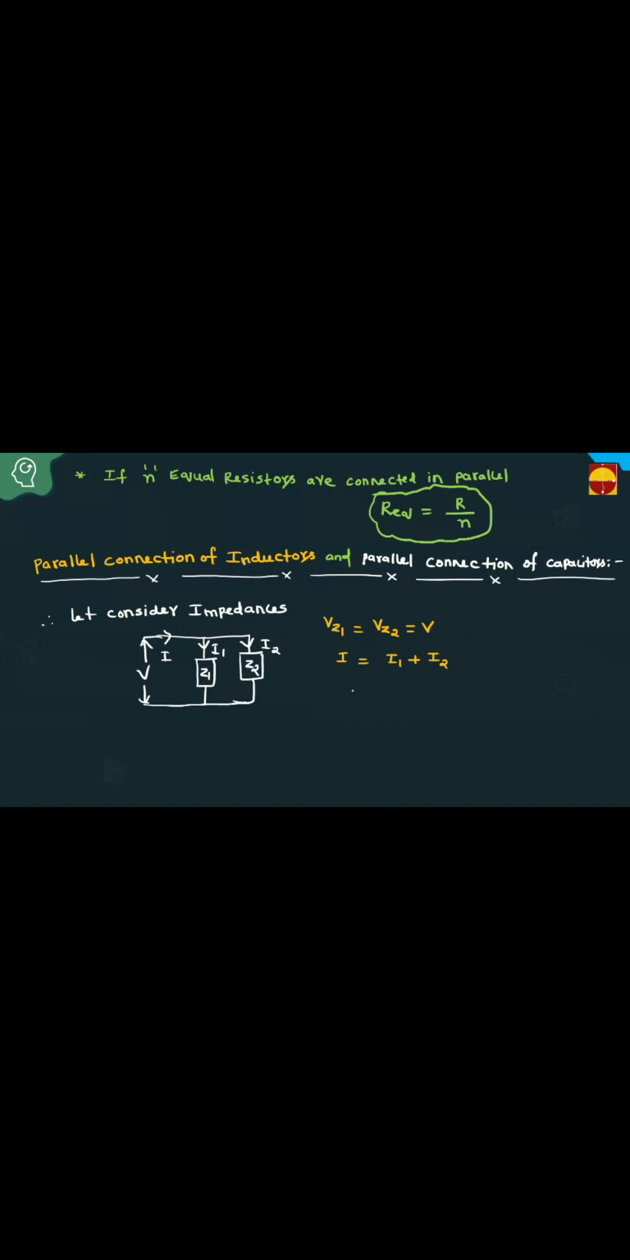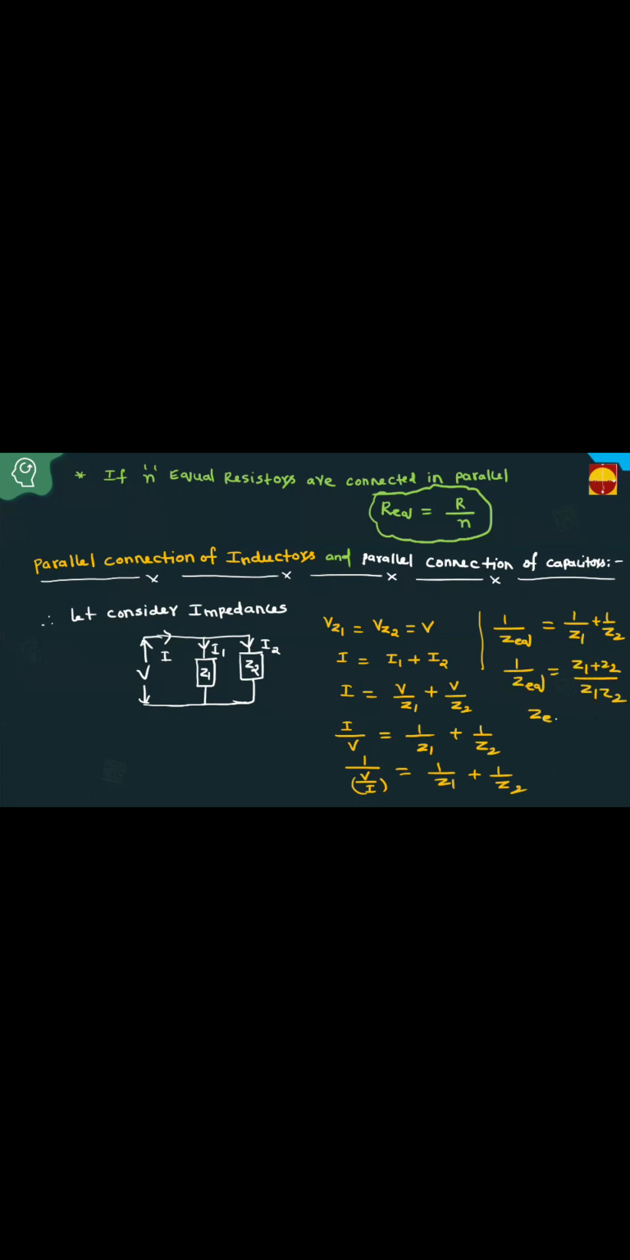Shall I write like this? I equals, what is I1? V by Z1 plus V by Z2. Take V common: I by V equals 1 by Z1 plus 1 by Z2. Then bring I into the denominator: 1 by Z equivalent equals 1 by Z1 plus 1 by Z2, which is Z1 plus Z2 by Z1 into Z2. So Z equivalent equals Z1 Z2 by Z1 plus Z2, similar to resistance. This is for impedances.